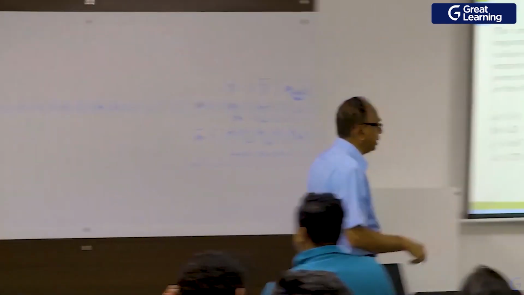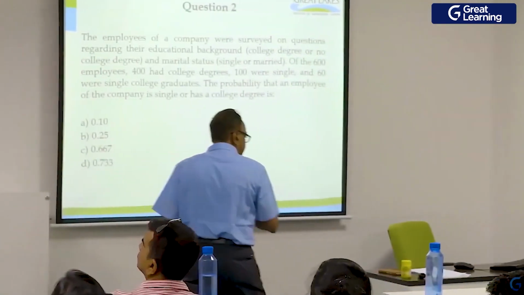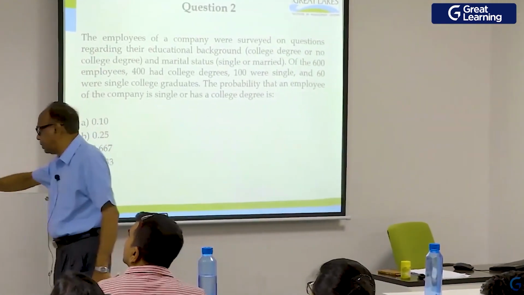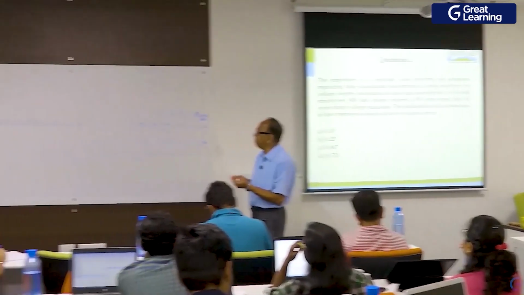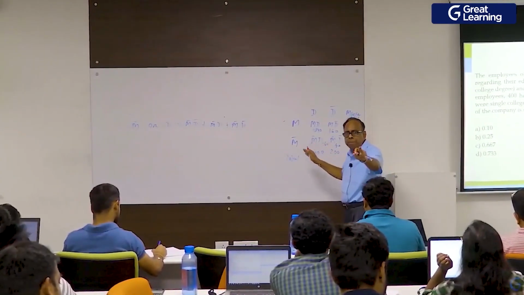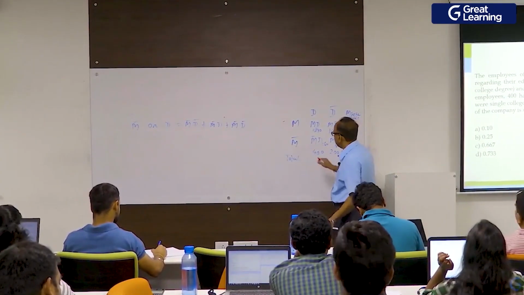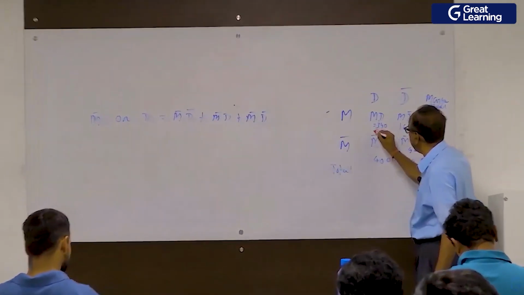Now let me circle this here. One minute. Let me have a red color. Let's not jump to gun. M bar or D. One minute. M bar or D. So M bar or D, these two terms are included.